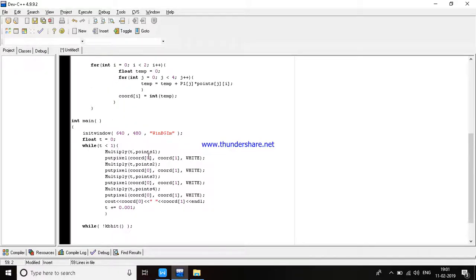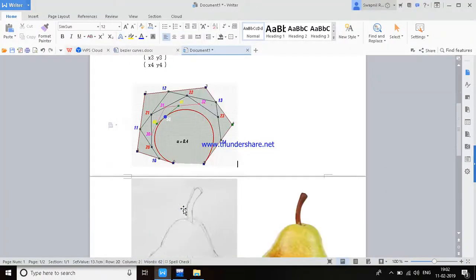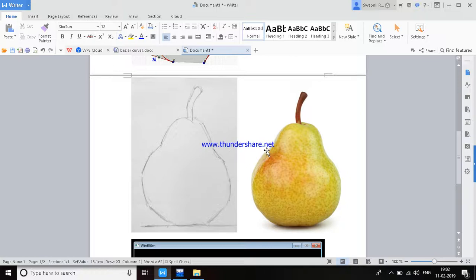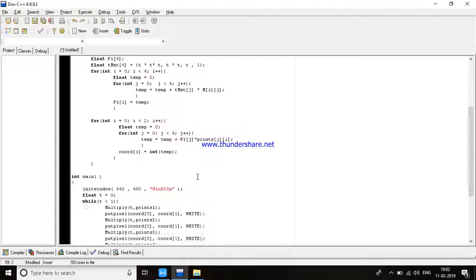This first multiply function I've used with the first set of points. For each set we have four different points, which give three lines, and each set of three lines gives us a curve. The first set gives us this top part, the second set gives us the left side, another gives us the right, and for the bottom we have this final set of points, points 4. This array stores the endpoints of the three lines which give us that bottom part.